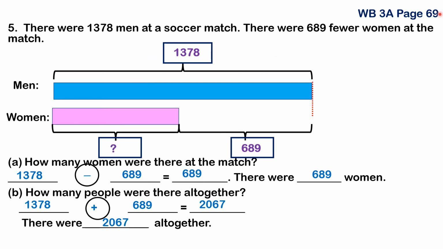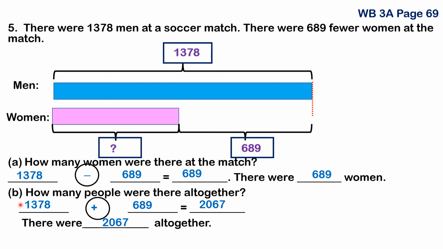Now let's go to question number 5 on page 69. There were 1,378 men at a soccer match. There were 689 fewer women than men at the match. Okay, so we want to find out how many women were at the match. So we need to subtract 1,378 with 689 to get 689. So there were 689 women.